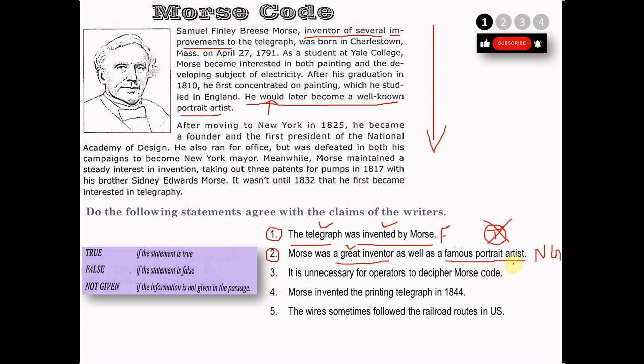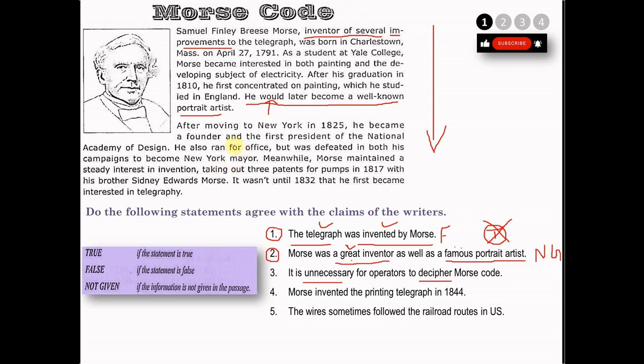Yes, so I will read the third question. "It is unnecessary for operators to decipher Morse code." So this is the keyword: decipher means decode. So I will follow this. I'll stop the moment decoding or understanding of Morse code is asked.